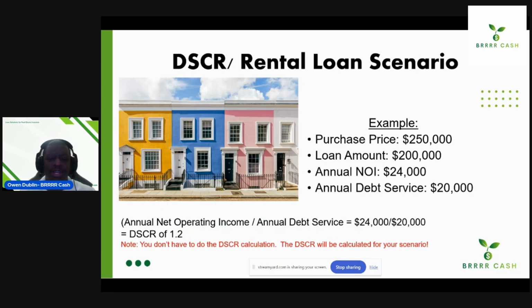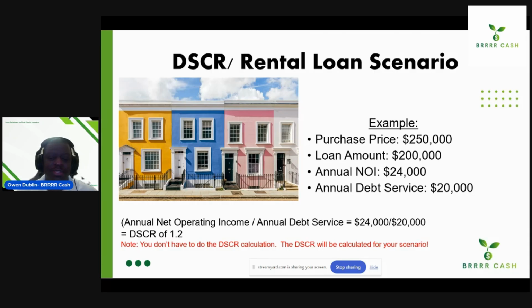So here we created a quick example of the DSCR rental loan scenario. For this example, the purchase price is $250,000. We're going to make the assumption that you can do 20% down payment, which then gives a loan amount of $200,000. The annual net operating income is $24,000. Annual debt service is $20,000. And then to get the DSCR, we're going to divide the annual net operating income by the annual debt service, which gives us a DSCR of 1.2.